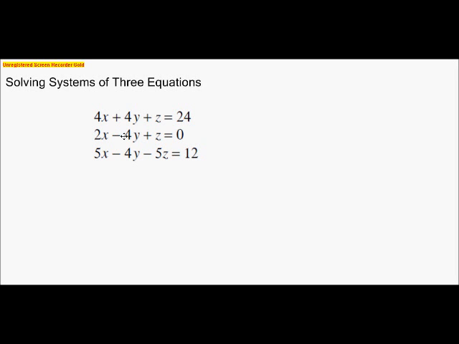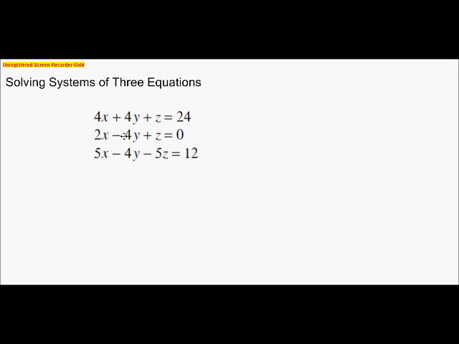We can use any of those methods, and those will work for this, but there's one method that is probably the most efficient and will get done the quickest. The first method is graphing. With two variables, we were looking for where the two lines intersected. But with three variables, you don't have lines, you have planes intersecting. We don't know how to graph equations with three variables, so you can't really use the graphing method.